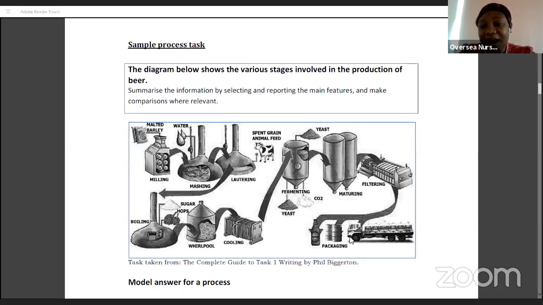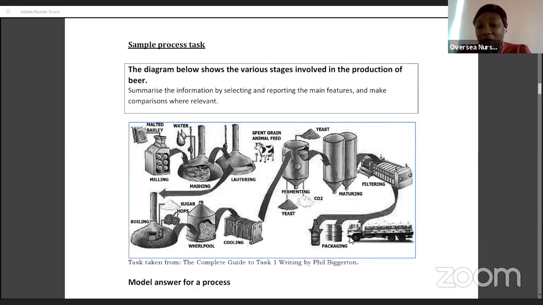If it's a process graph like this, a process diagram like this, for you to get your overall statement, count the number of processes that are involved, okay? And get the first one and the last one. Join them together with your paraphrased question prompt. That is your overall statement. One paragraph down, you have passed that one.